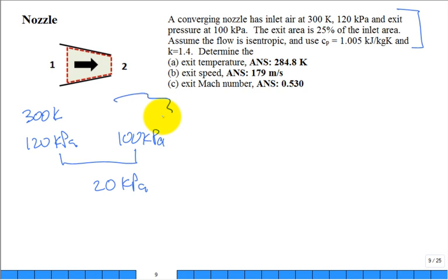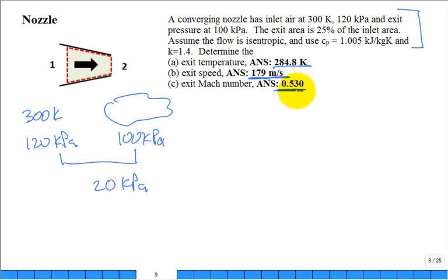Can you calculate the exit temperature? Yeah, it comes out a little colder. Can you calculate the exit speed? Yes, we can calculate that. No problem. You can do that. And now, can you calculate the exit Mach number? No problem. It comes out at Mach about 0.53.